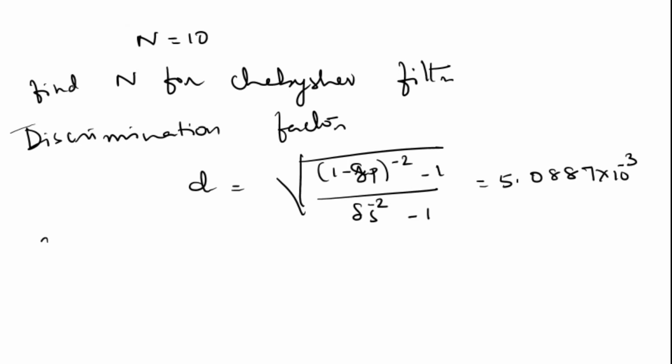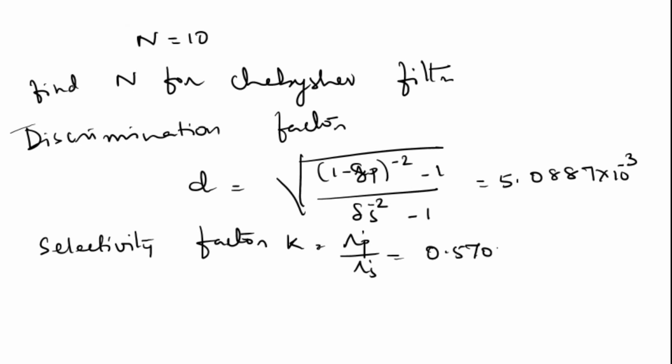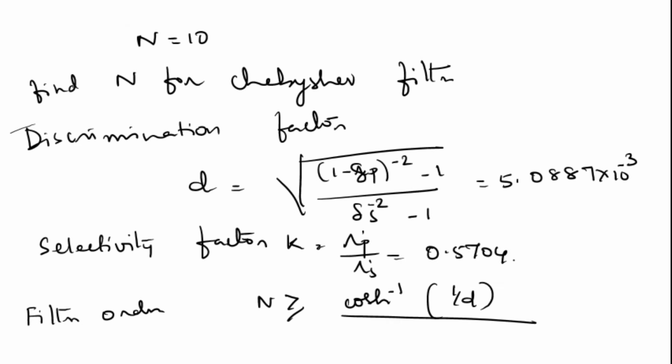Next, we have to find out selectivity factor. K is equal to ohm P dash divided by ohm S dash, which is equal to 0.5704. Then filter order N is greater than or equal to cos hyperbolic inverse of 1 by D divided by cos hyperbolic inverse of 1 by K.